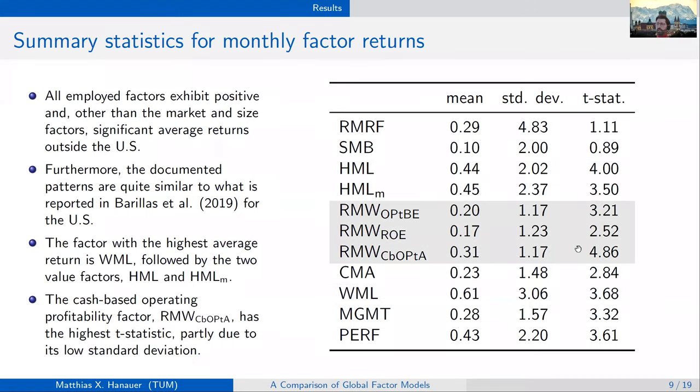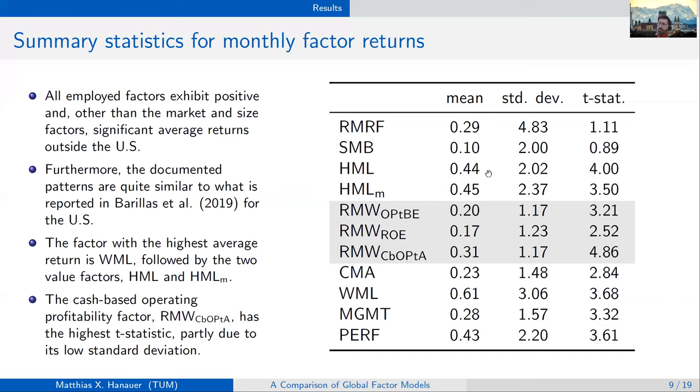We also see that within the profitability factors, this cash-based operating profitability is better than the operating profitability based on EBIT minus interest expense, and also better than the ROE factor. So this is also quite in line with what you see in the US. And also these management performance factors perform reasonably well, I would say.